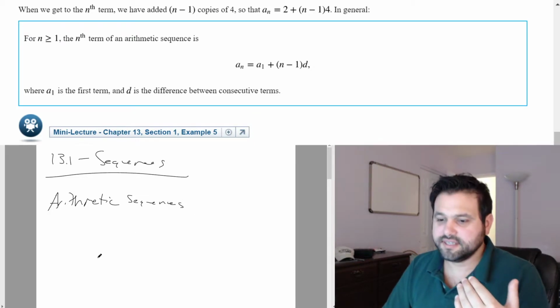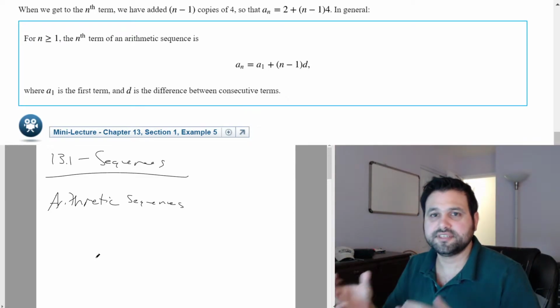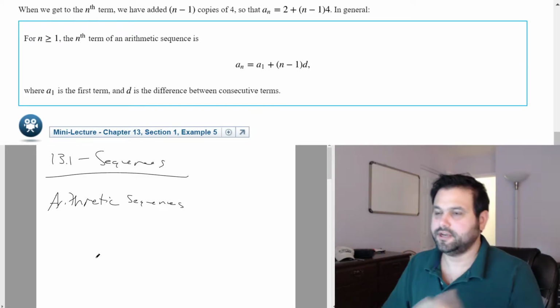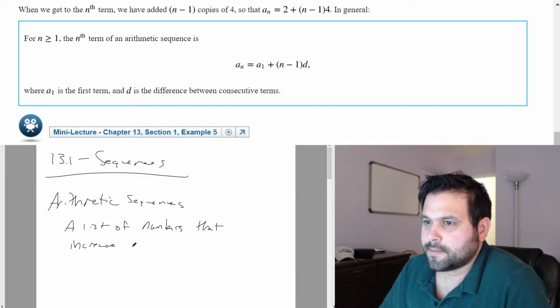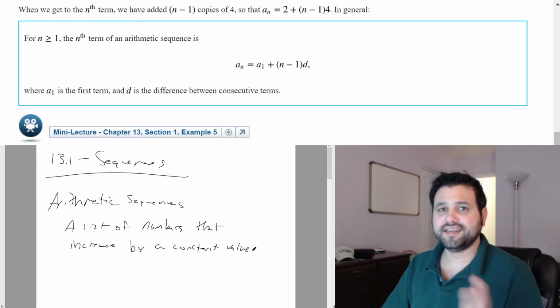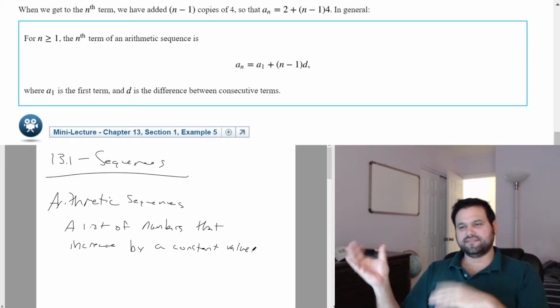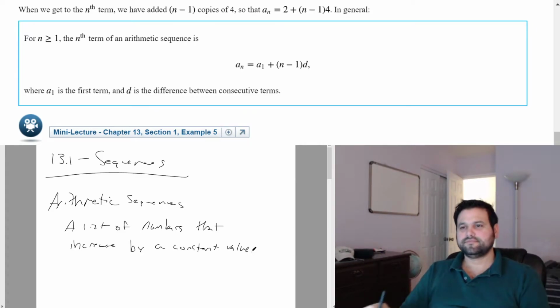An arithmetic sequence is a sequence that either increases or decreases by a constant rate every time. Sounds familiar? So it's a list of numbers that increase by a constant value. I just said increase, but the constant value can be negative too, so it can also decrease. It's essentially a rate of change. It's essentially a linear function.